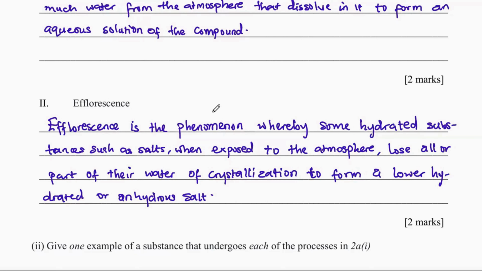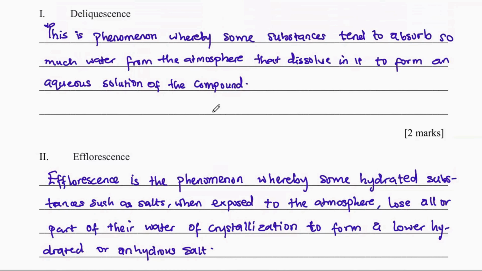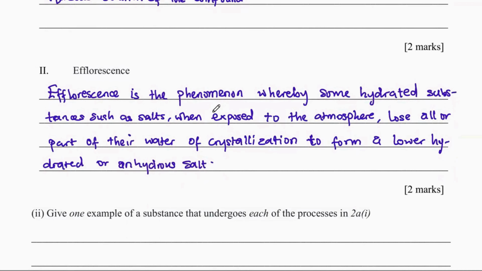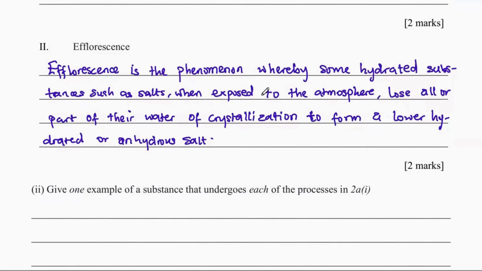Okay, so deliquescence has to do with substances that want to absorb water, okay, from the atmosphere. So they become aqueous. That is a solution that has been dissolved or mixed with water. Now, efflorescence is a phenomenon where something is already hydrated, is already having so much water in it, and so it's exposed to the atmosphere, losing its water and drying up somehow, losing its water of crystallization to form something that is less hydrated. So they're almost like doing the reverse.